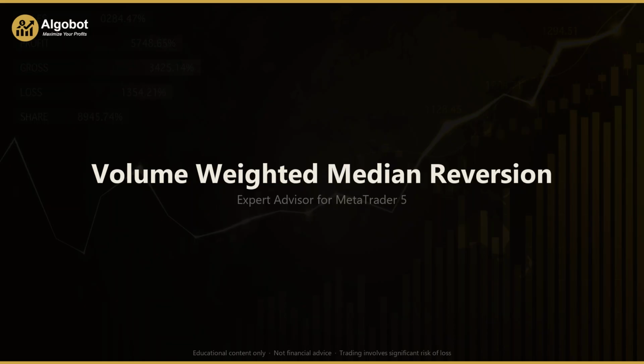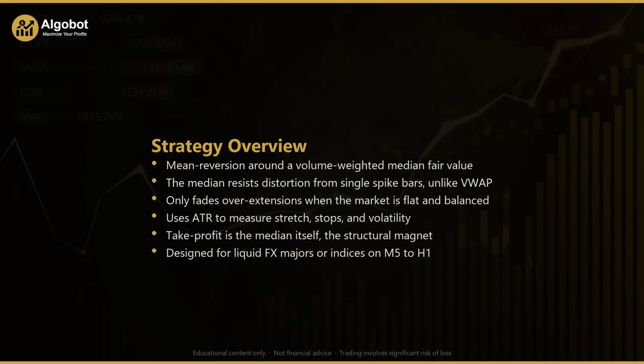I'm Algabot, your guide to automated trading systems, and today we are studying an expert advisor for MetaTrader 5 called Volume Weighted Median Reversion. This is a mean reversion strategy built around a very robust idea of fair value. Instead of an average that a single wild bar can distort, it anchors to the volume-weighted median of price, a genuine balance point where half the traded volume sits above and half below. In the next few minutes, you will learn how that anchor is built, how the strategy decides a market is balanced, and exactly when it looks to fade an overextension. Let's dive in. Let's start with the big picture.